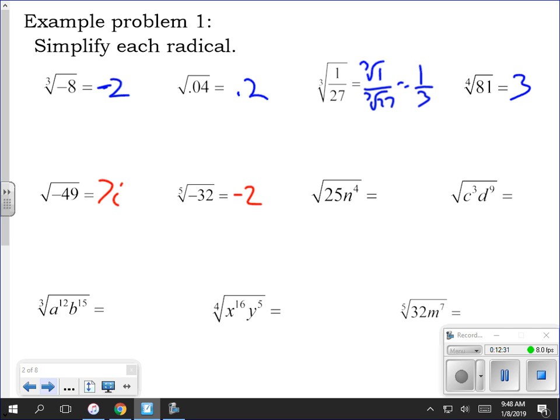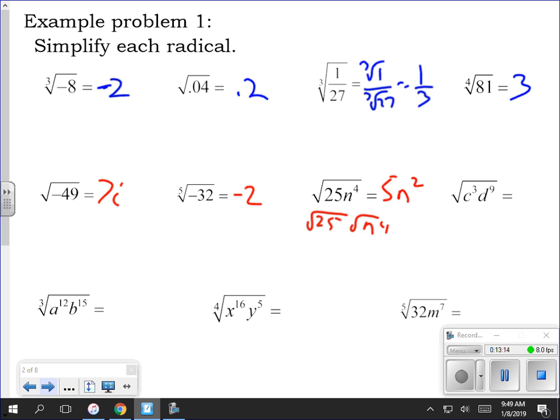Square root of 25 n to the 4th. Okay, we can think about this in a couple of different ways. We've got the square root of 25 times the square root of n to the 4th. So that's actually a pretty easy one. Square root of 25 is what? 5. Square root of a variable. Okay, what is the index on a square root? It's 2, right? Square root has an index of 2. Take the power of your variable, divide it by the index. What do you get? 4 divided by 2 is 2. That means this is n squared.